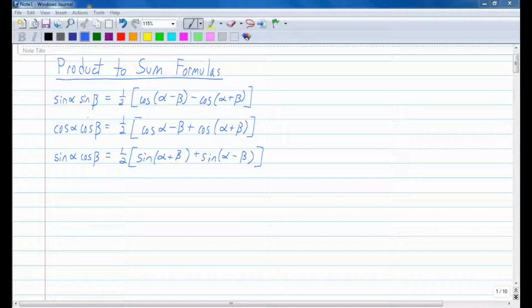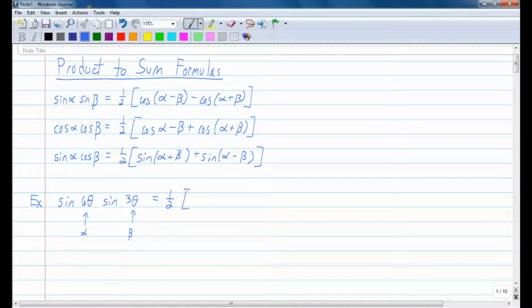The way that we would use these would be, let's say that I wanted to take a product like the sine of 6 theta times the sine of 3 theta, and I want to change that to a sum or difference. So since it's sine times sine, I use this first formula here, that's sine alpha times sine beta. So that means my alpha is 6 theta and my beta is 3 theta. And now I just follow the formula.